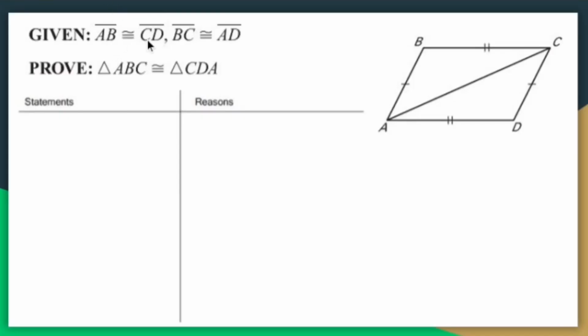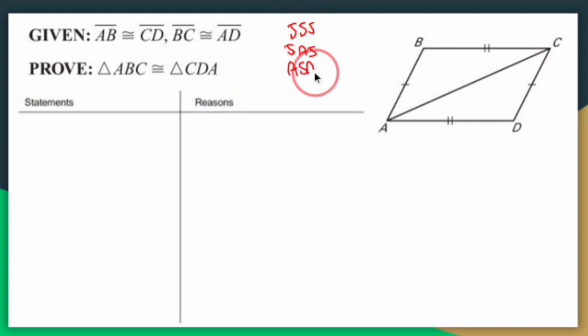Given A, B is congruent to C, D, and given B, C is congruent to A, D, prove that triangle ABC is congruent to triangle CDA. When I'm being asked to prove two triangles are congruent, I'm having four major thoughts in mind: SSS, SAS, ASA, and AAS. I want to find a way to come up with one of these four to show that these triangles are congruent.